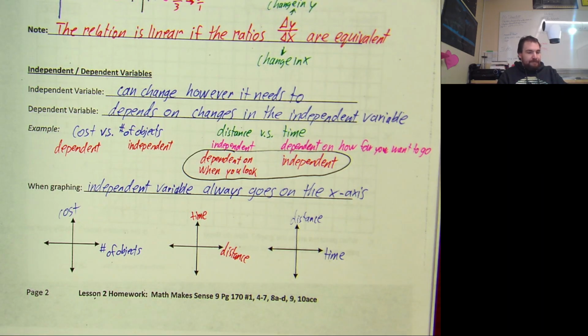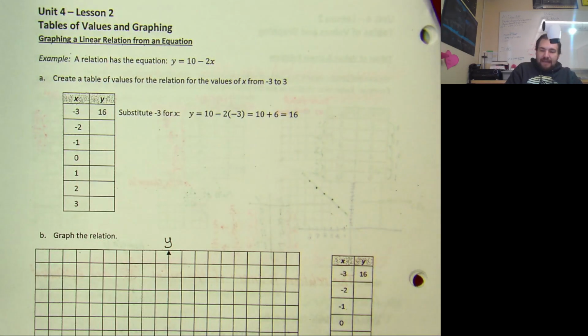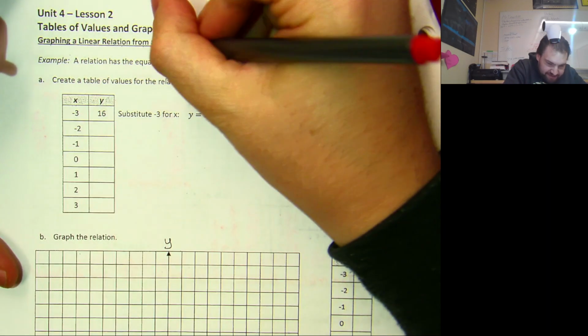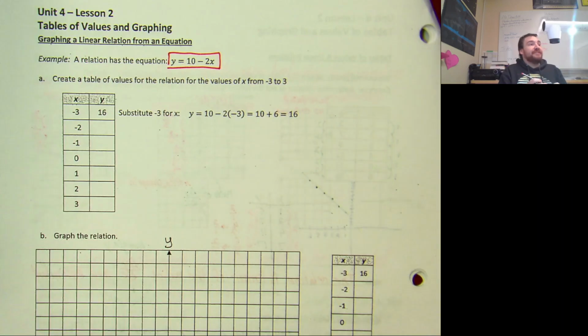Cool? Flip the page, one more little chunk of language to look at here. Let's put it all together. I have a relation. Up till now, the relation that I've given you has been a table of values. Now, I'm saying my relationship is actually this: y is equal to 10 minus 2x. Okay?